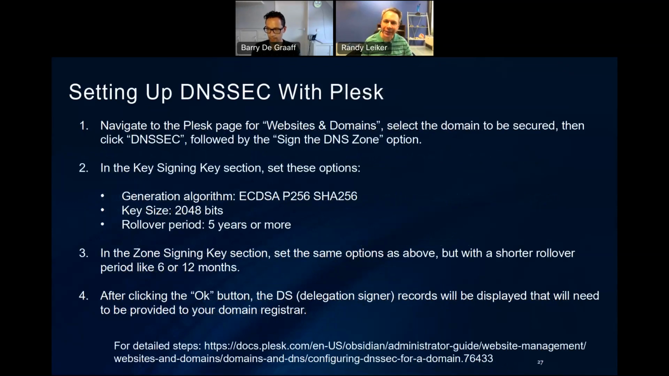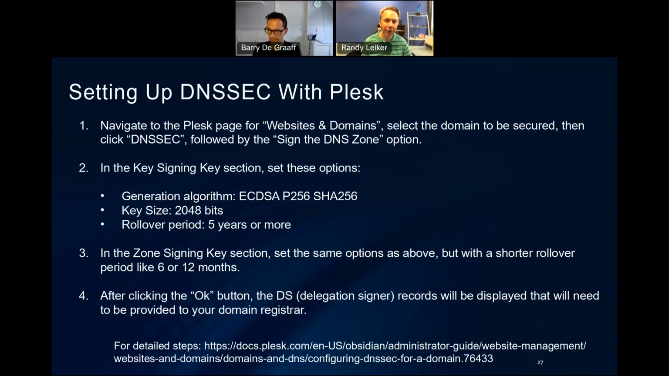And to get started with DNSSEC and Plesk, you're going to need to navigate to the Websites and Domains page, select the domain to be secured with DNSSEC, then click DNSSEC, followed by the Sign the DNS Zone option. Now in the Key Signing Key section, set the options as you see on the slide. But be aware that the rollover period you set for the key signing key determines how frequently you will need to update the DS or delegation signer records for this domain name at your domain register.